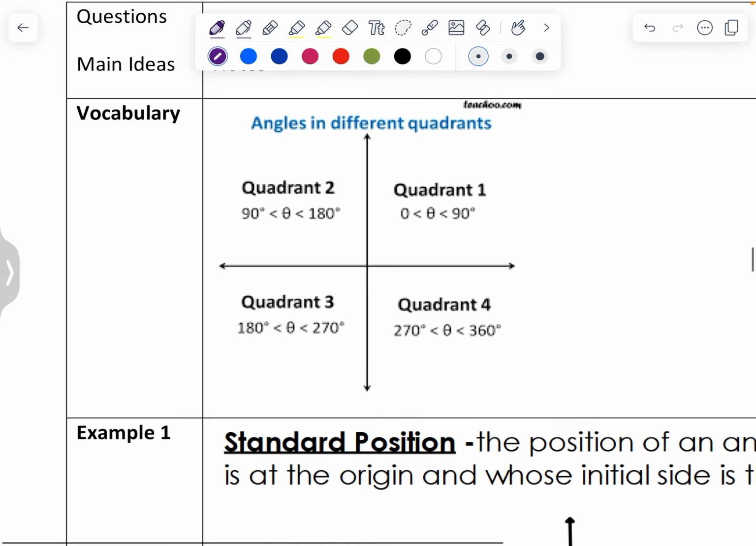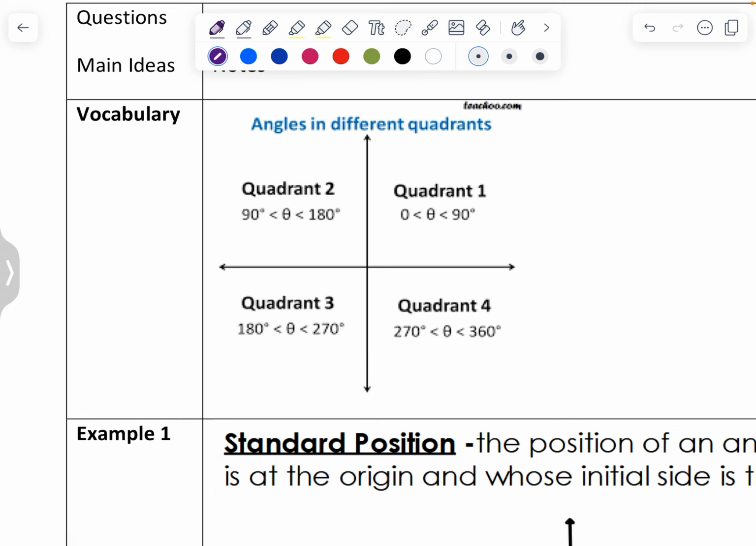So we have our standard XY coordinate plane here, and you can split it into 4 different quadrants. This is our x-axis, this is our y-axis. A couple things about the different quadrants. First of all, angles are measured counterclockwise. So at the positive x-axis, this is going to be 0 degrees. And then we go counterclockwise.